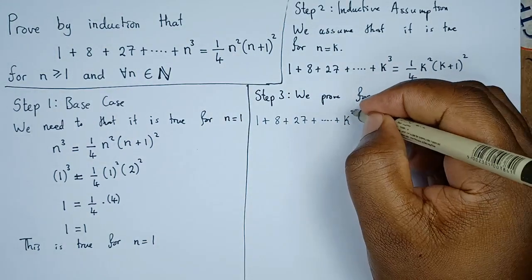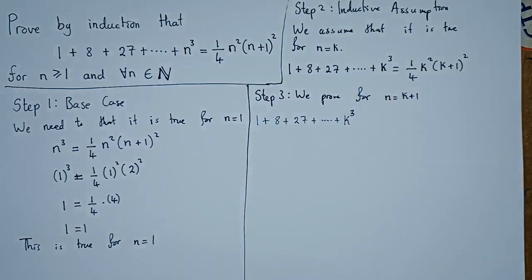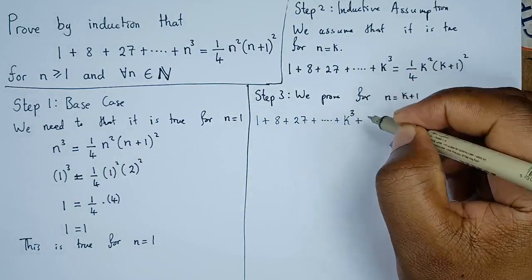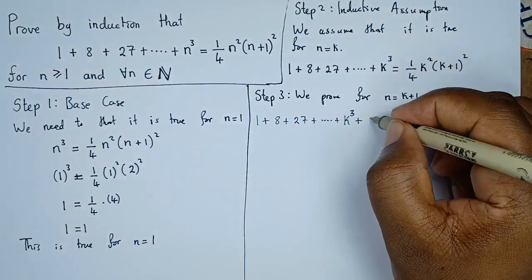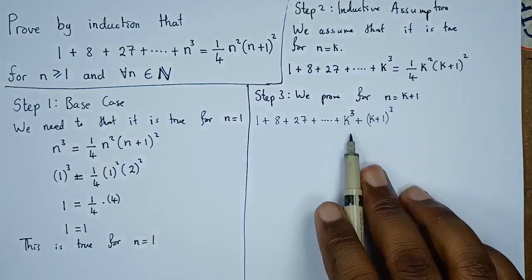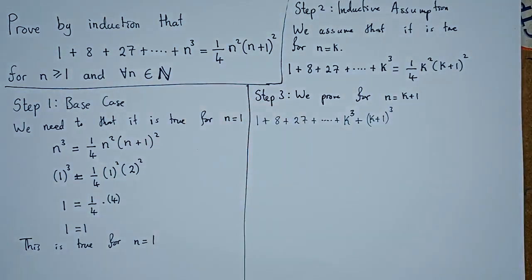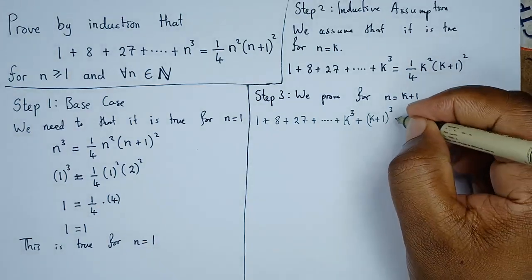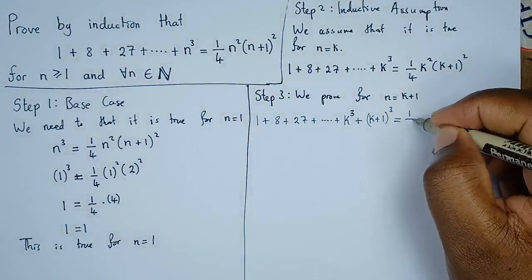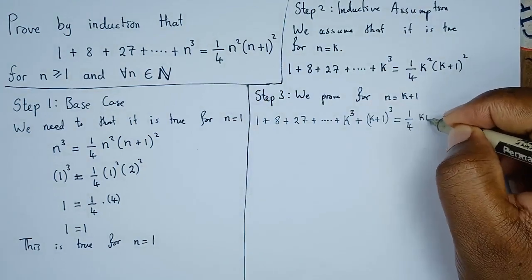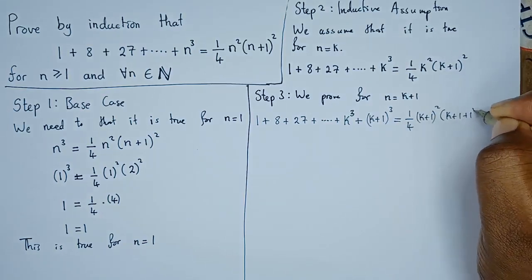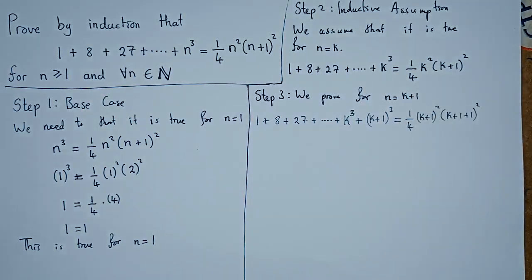Also, it's supposed to be power 3. What comes after k? It's k plus 1. So after this, you say again plus, where there's n again, replace it with k plus 1 raised to the power 3. So you have two things, k to the power 3 and k plus 1 to the power 3. This whole thing is equal to, on this side, just replace n with k plus 1. So 1 over 4, k plus 1 squared, open bracket, k plus 1 squared.